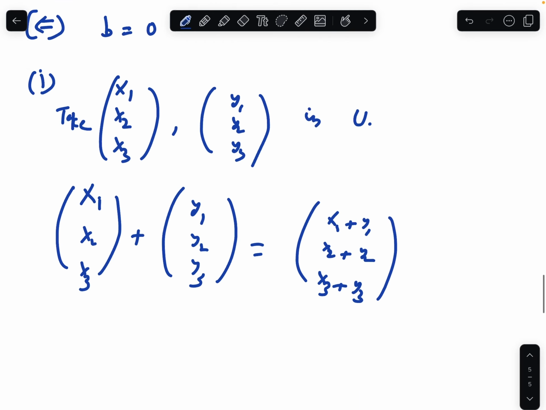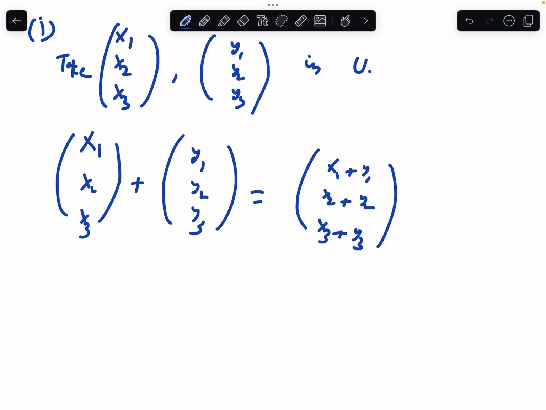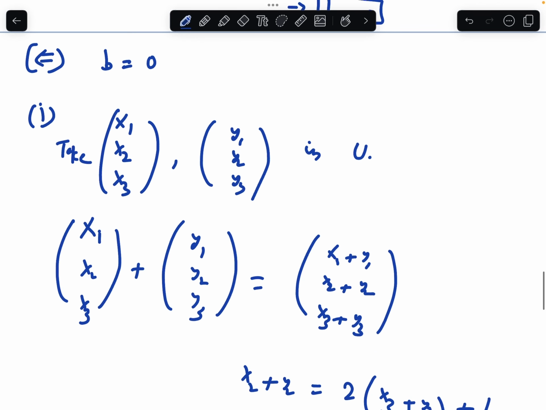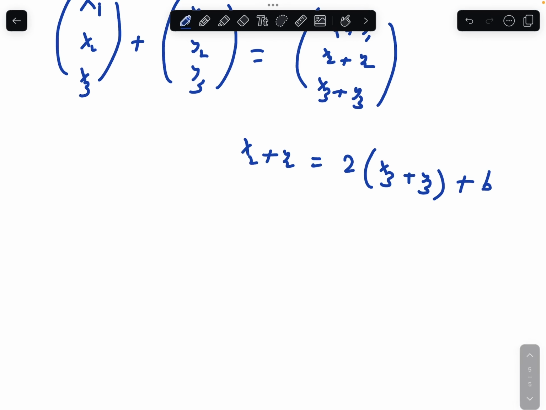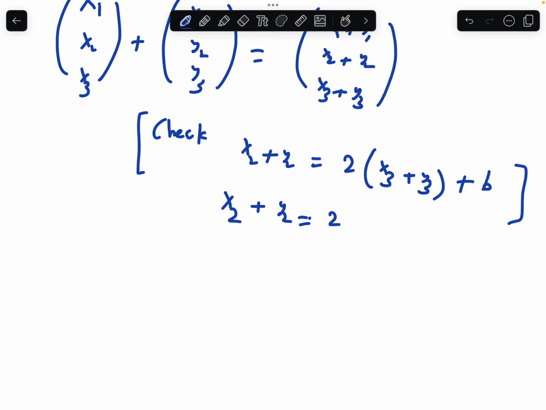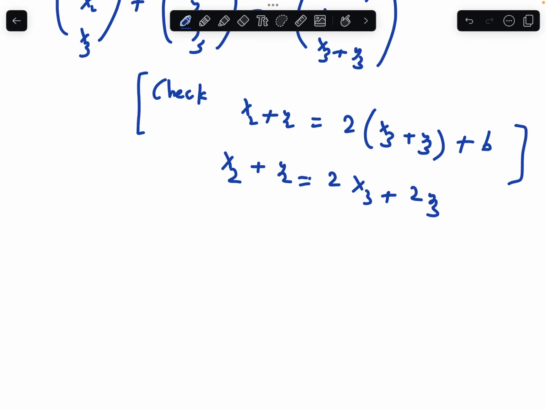So let's see. That is, this middle one should be equal to twice the third one plus b. And what is b? b is 0. So we have to check if this condition is being satisfied or not. Is this true or not? So b is 0, x2 plus y2 equal to 2x3 plus 2y3. We have to check if it is true.